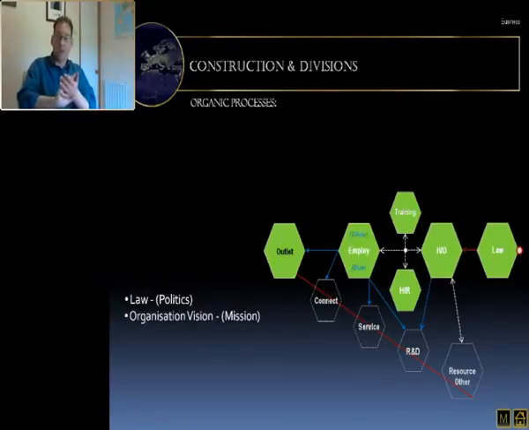Organisation vision. So again, from the law comes into the mission. What are they trying to achieve? In this case, how are they going to achieve it? What type of impacts?